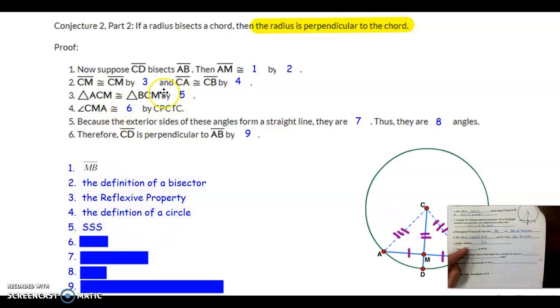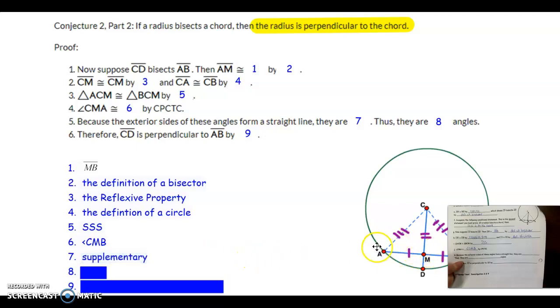Remember, almost always following proving triangles congruent, we're going to be using CPCTC to say corresponding parts are congruent. So angle CMA would be congruent to what angle over here? That would have to be CMB. That's the corresponding part, angle CMB. The next statement says because the exterior sides of these angles form a straight line, that means they have to be what type of angle? They are supplementary.